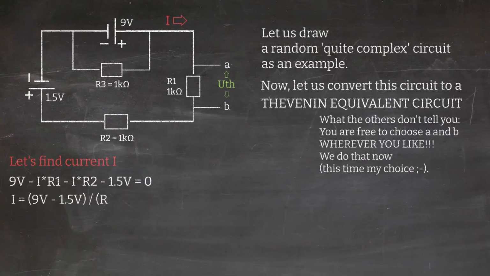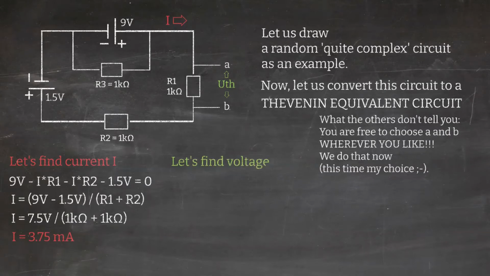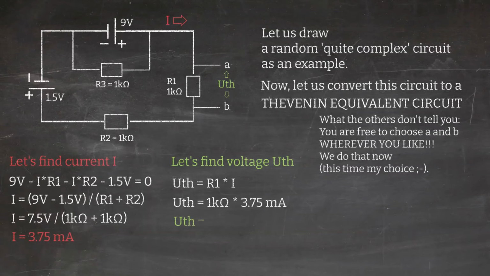And so we just do some calculus: 9 volt and 1.5 volt together, then I to the other side, divide by R1 plus R2. You can stop the video and this all makes sense, I hope. And we get that the current is 3.75 milliampere. And with this current we can now find U Thevenin. We say U Thevenin is R1 times the current, so it's 1 kilo ohm times the 3.75 milliamps. And therefore U Thevenin is 3.75 volt.